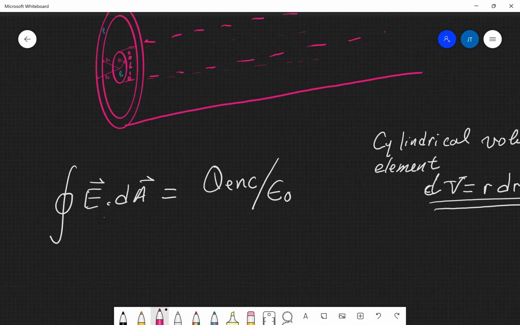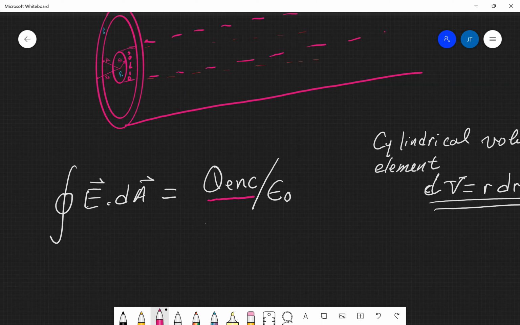Now, if the problem was more complicated and the Gaussian surface we choose is neither, then we have to really work on this integral. But so what's the challenge? The challenge is Q enclosed. This is what it comes down to: can you find Q enclosed inside this Gaussian surface? That's what Q enclosed is, okay?